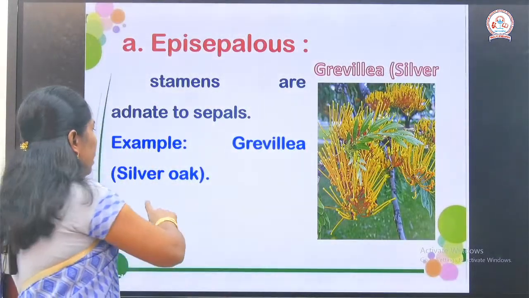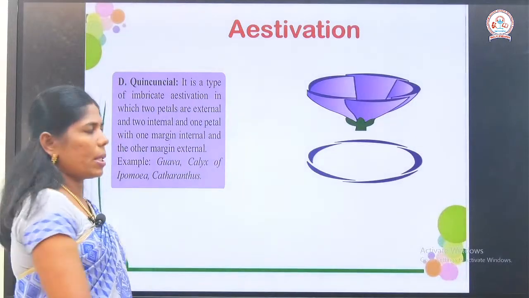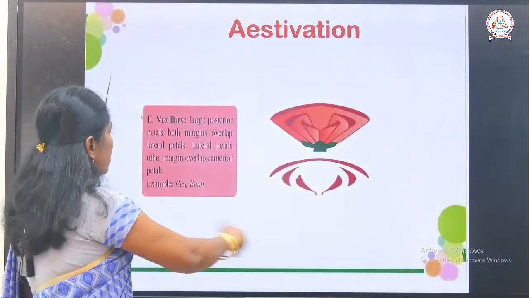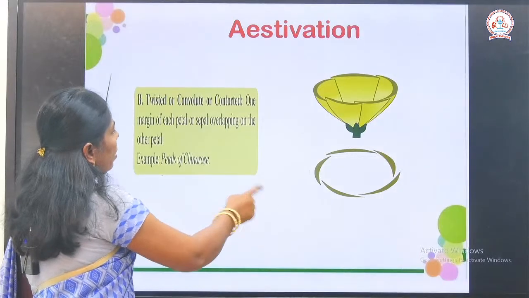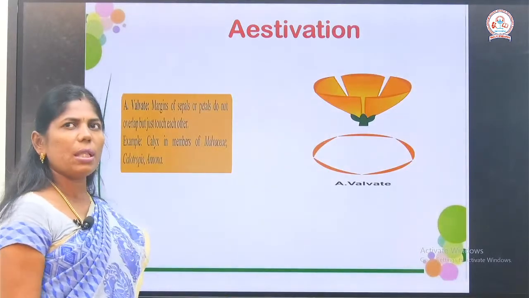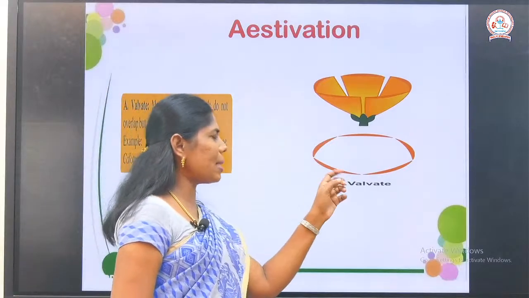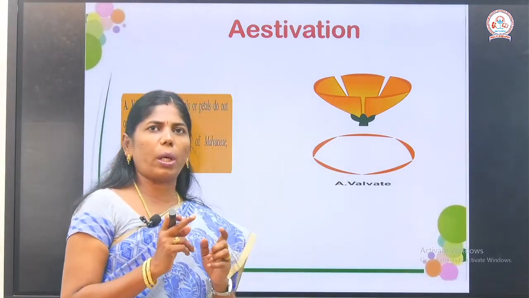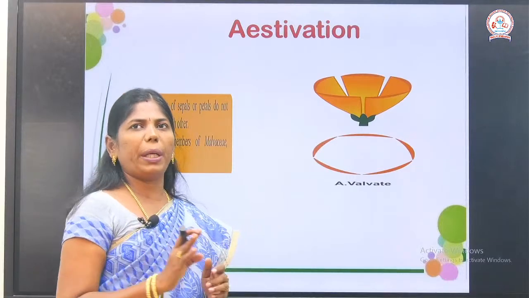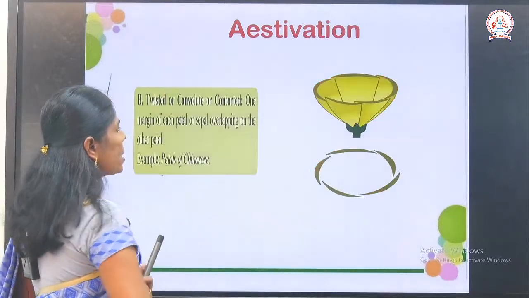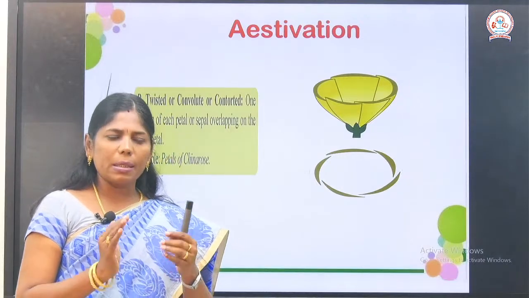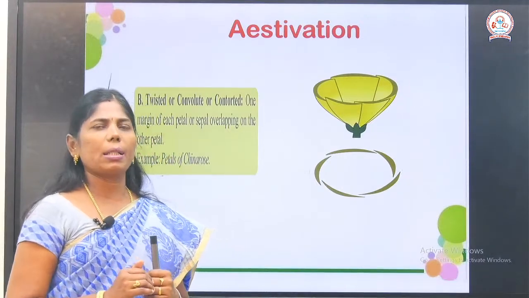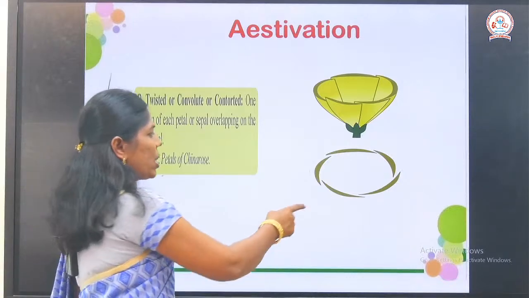So already we studied what the types of aestivations are. The first type is valvate aestivation, second is twisted aestivation, and third. First one is valvate aestivation. Here the sepals and petals, the margins just touch one another, not overlapping. Next one is twisted aestivation. Here each and every sepal and petal is overlapping one another, so that is called twisted aestivation.